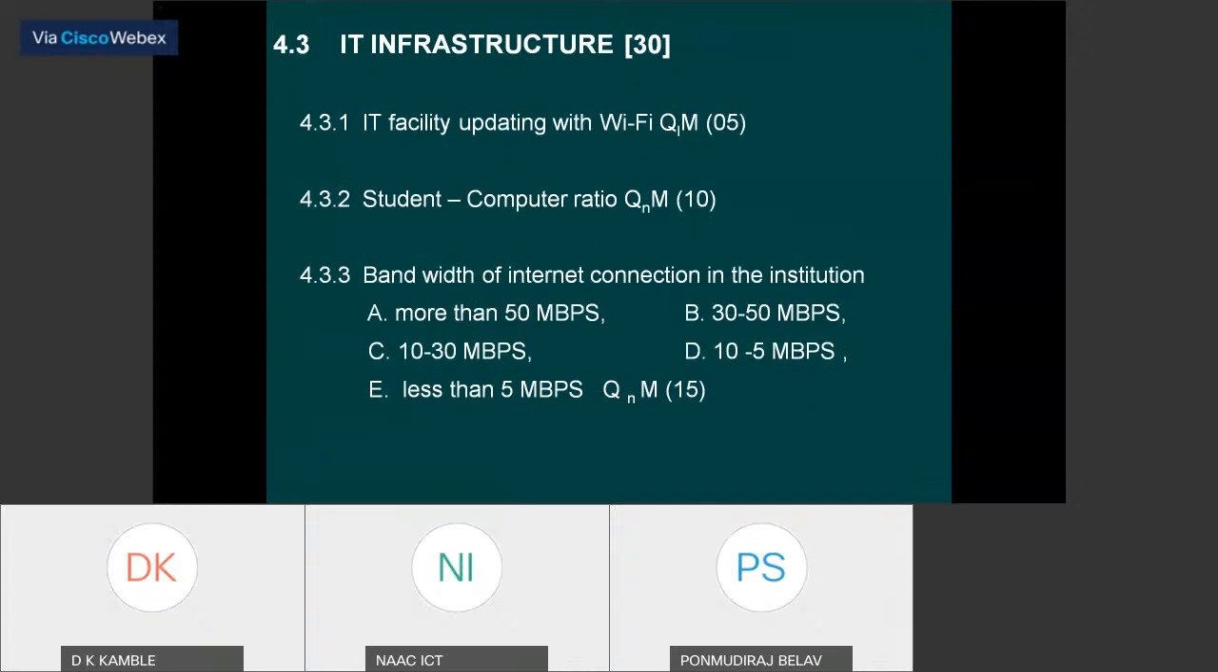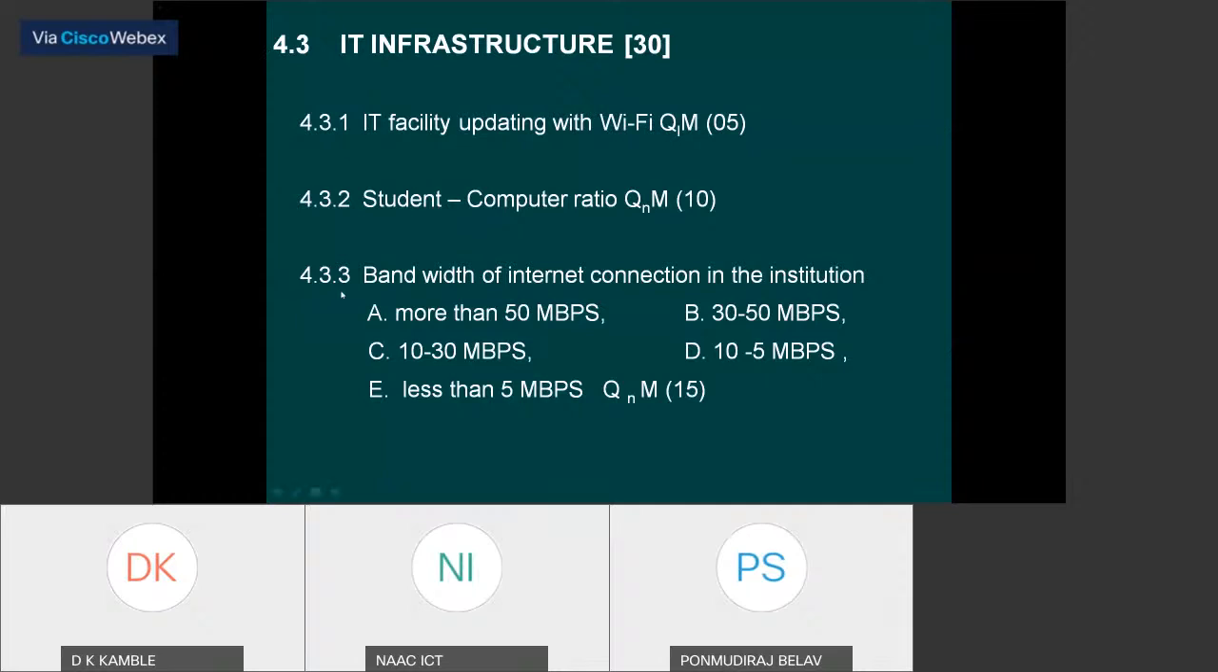Then IT infrastructure in the institution. See, student-computer ratio. How many students are admitted in the institution? I mean, how many computers are there for student purpose only? What document is required? The student admitted list, that document you already provide in criteria first, and that information is also available in the extended profile. But for computer ratio, if the institution is showing 50 computers for student purpose, for those 50 computers, the stock register or purchase invoice bill is required in this metric. And it should match the stock register and whatever total number of computers you gave in the template.